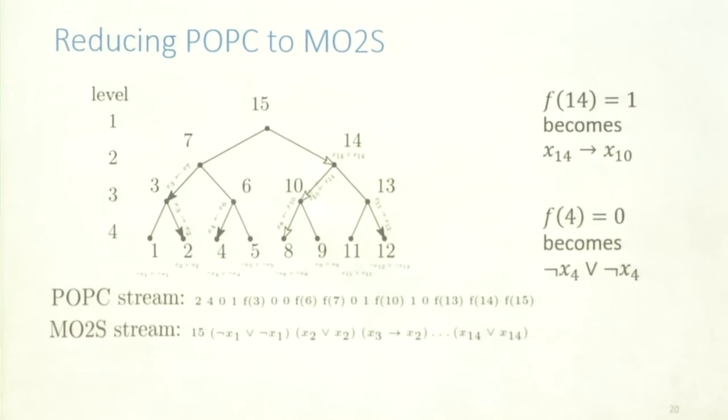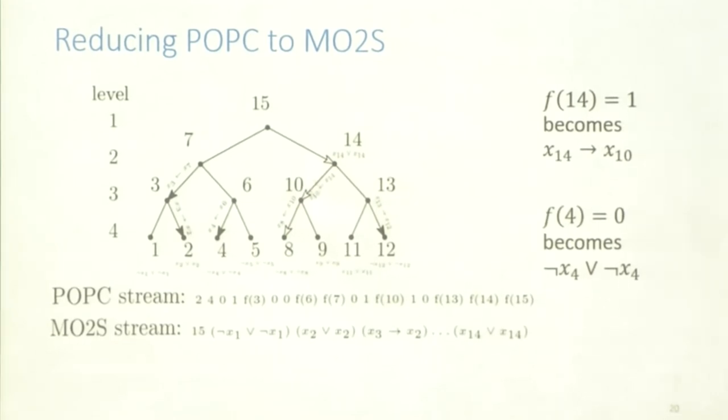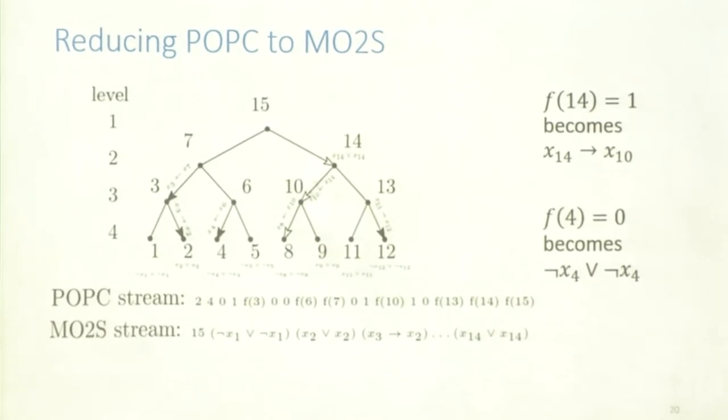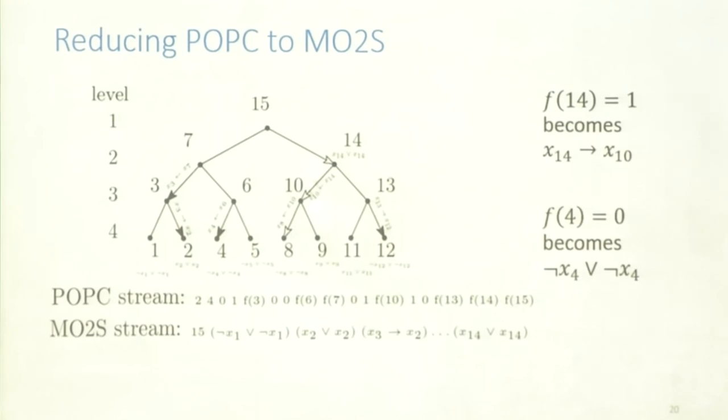So at 14, the value of the function is 10. What I've done here, which you probably can't see, is create a clause x14 implies x10, and then again at this node the value of the function is 8, and I've created the clause x10 implies x8. And because the values at these leaf nodes are all 0, 1, I create clauses that say that these nodes need to have 0, 1 values, whatever the function values are at those nodes.